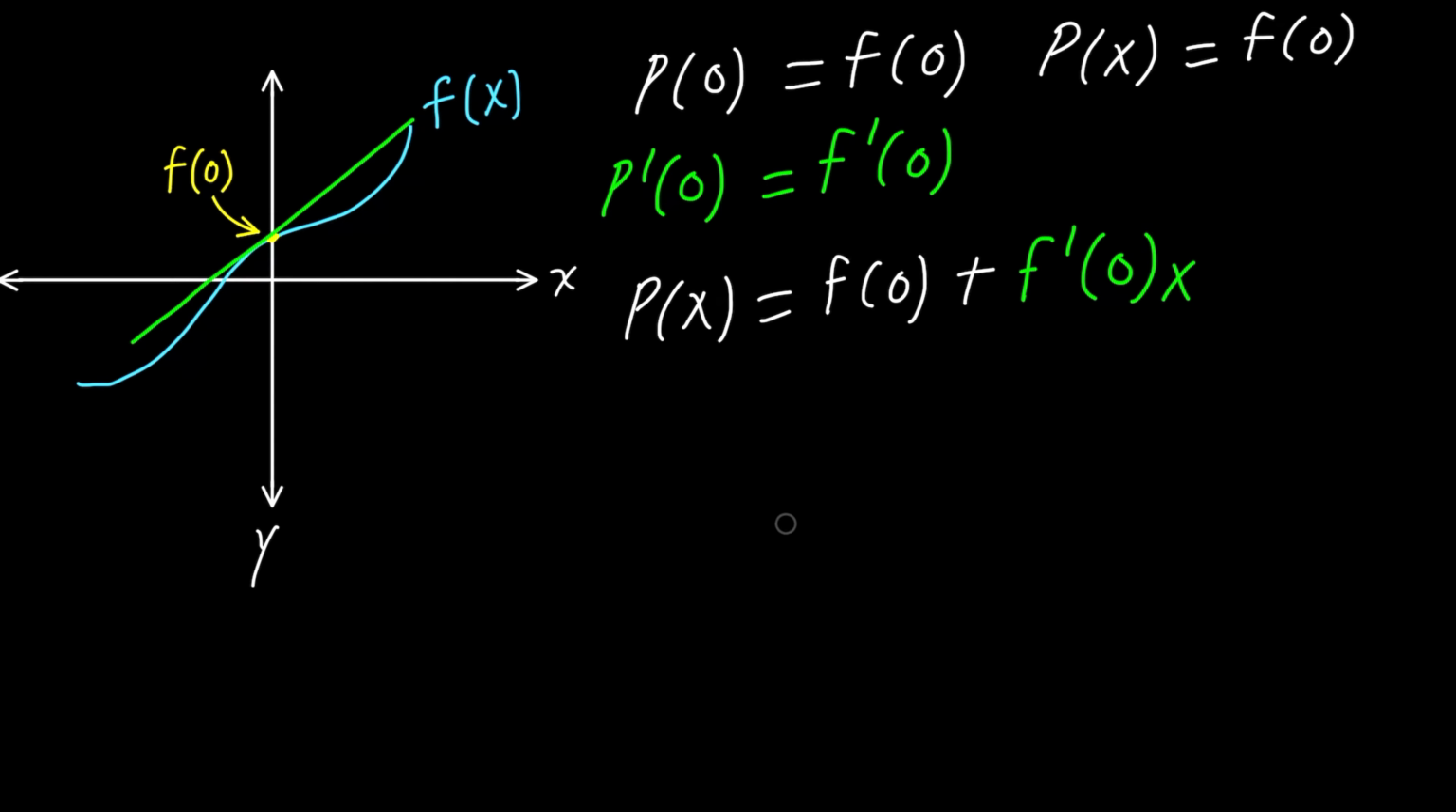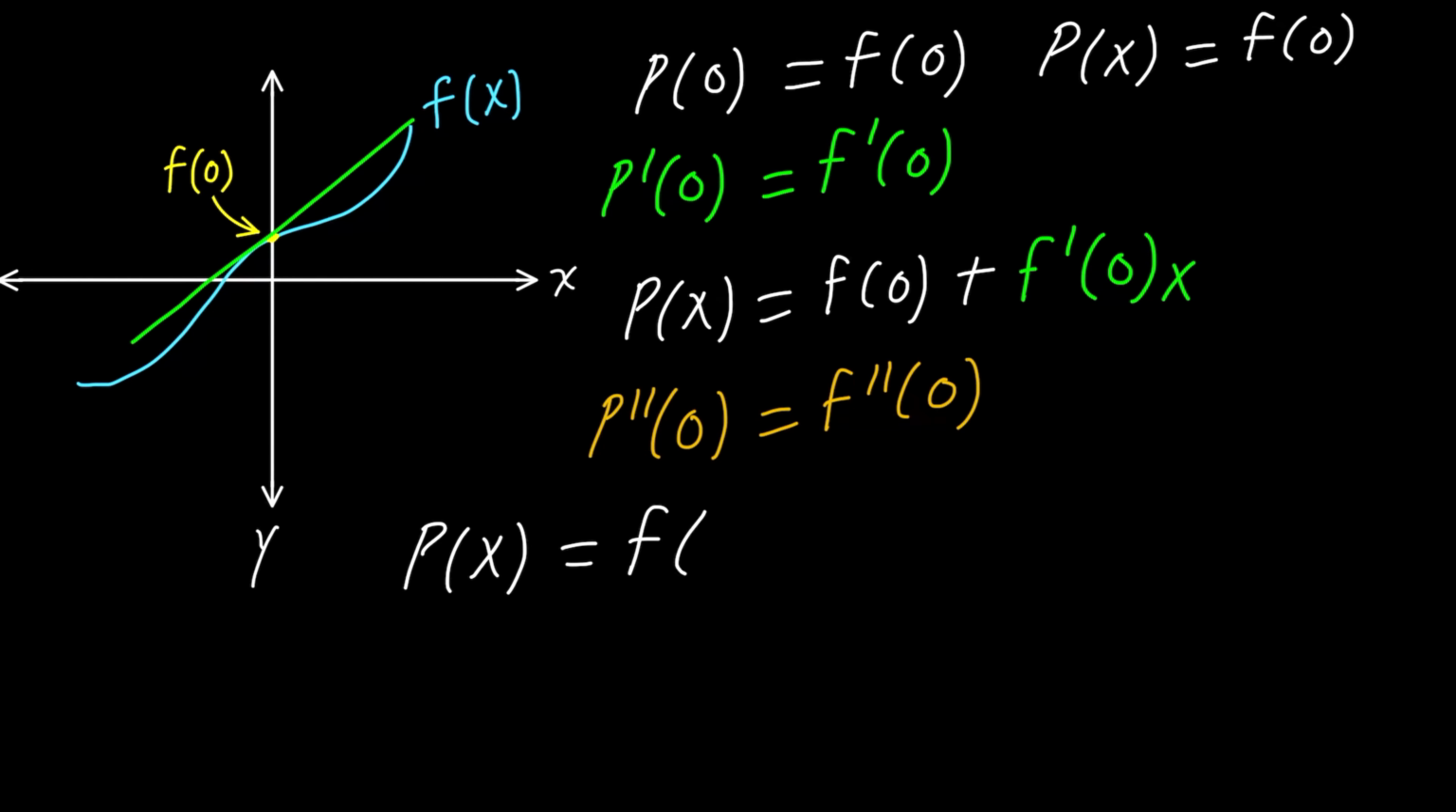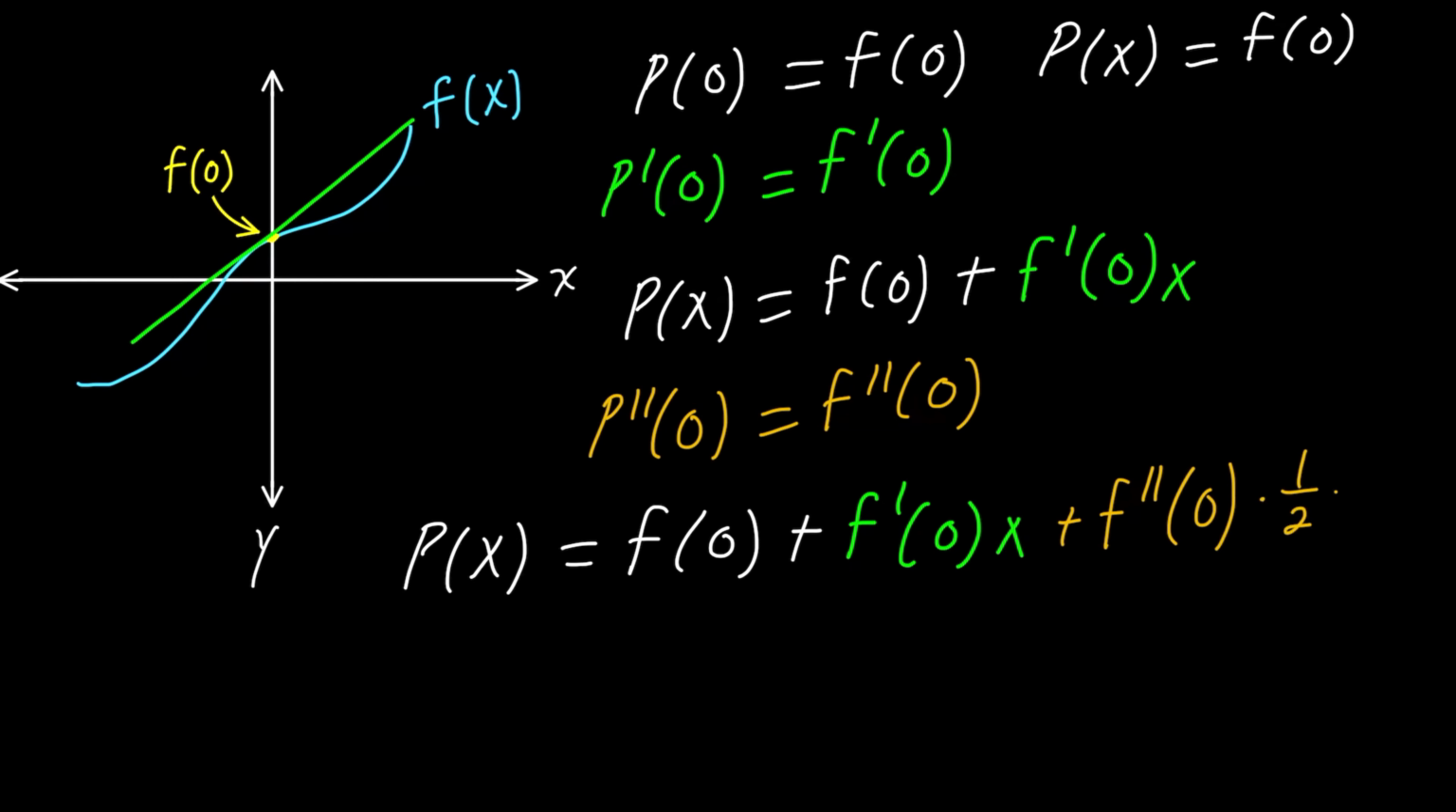So what we're going to do is add some more conditions. P double prime of 0 equals f double prime of 0. So now we want the polynomial's second derivative to equal the function's second derivative. So this would be p of x equals f of 0 plus f prime of 0 x plus f double prime of 0 times 1/2 times x squared.